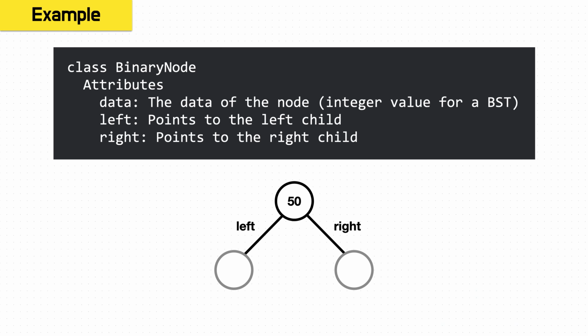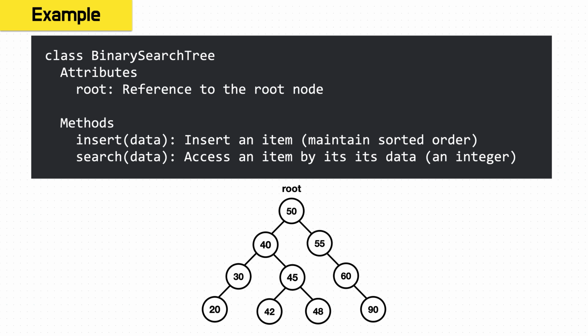So here's an example of our binary node. The data is just going to be an integer, and in this case, we're also going to assume they're unique integers to make it simple. Then it can have a left and a right child. Our tree is going to have one attribute, which is a pointer to the root node. Then we'll have an insert method, which inserts an item and must maintain sorted order. We're also going to have a search method, which will look for an item in the tree.